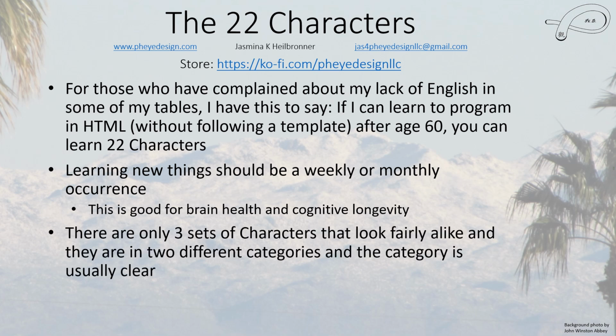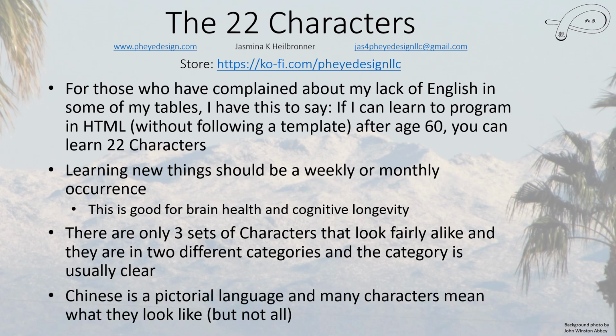Now, there are only 3 sets of characters that look fairly alike, and they are in 2 different categories. One's a stem and the other's a branch. So one's an element and the other one's an animal. And the categories are usually clear, but if they're not, I usually spend a little extra time explaining it, and you just have to listen.